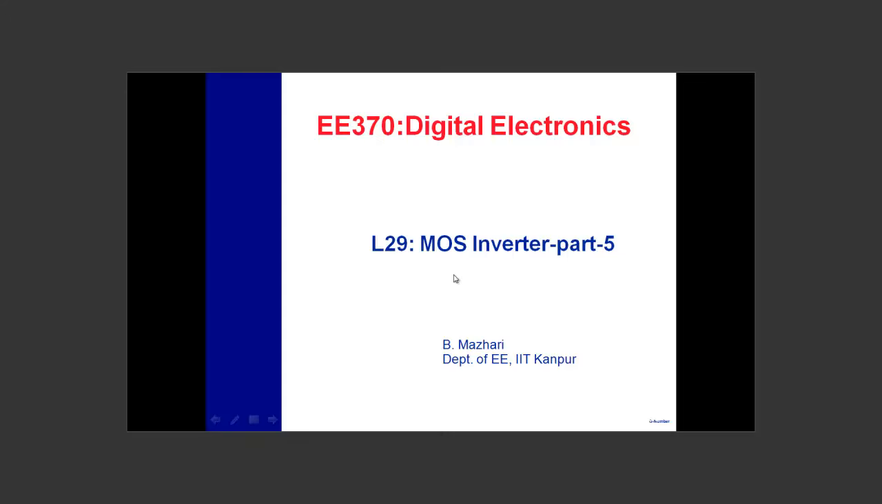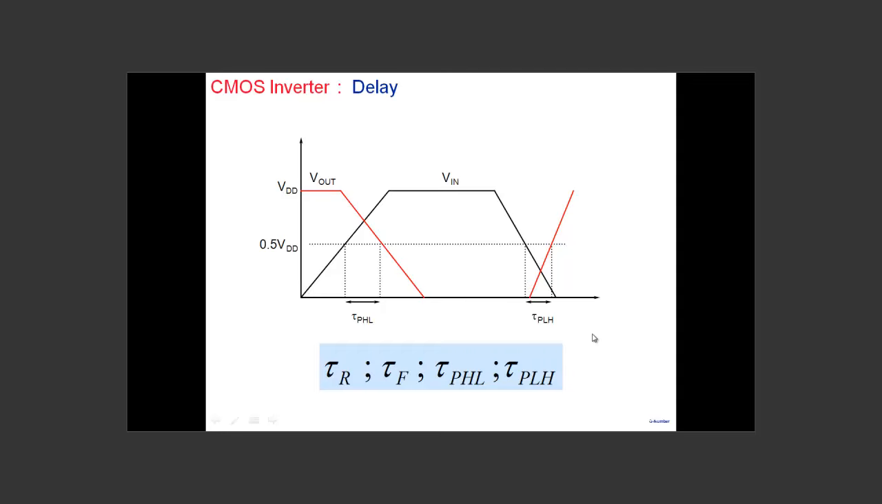All right, so let's start. We had looked at the CMOS inverter, and we had looked at its static characteristics, including the inverter threshold voltage and noise margins. Let's next look at the next important characteristic, which is the propagation delay.